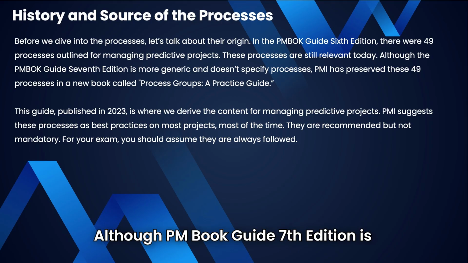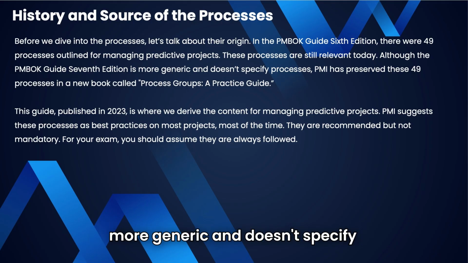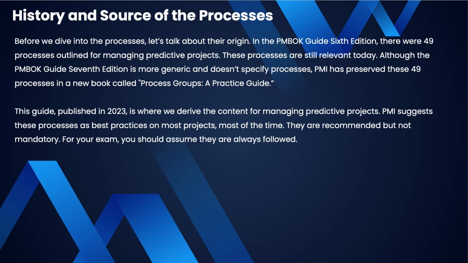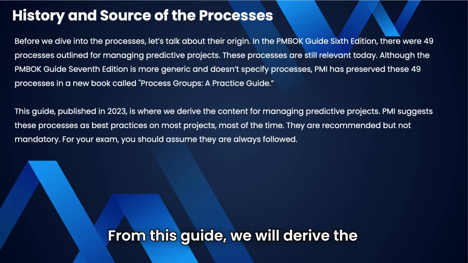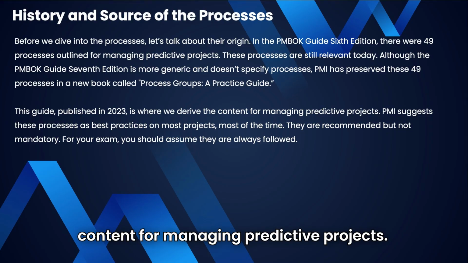Although PMBOK Guide 7th edition is more generic and doesn't specify processes, PMI has preserved these 49 processes in a new book called Process Groups: A Practice Guide. This guide was published in 2023. From this guide, we'll derive the content for managing predictive projects.